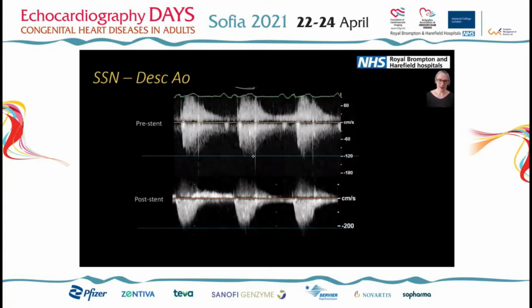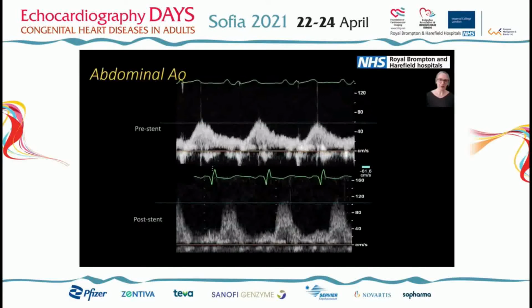Here are the velocities through that area. Preoperatively, the velocity was 1.2 meters per second, and post-op, it's around 2. So we're getting more flow through this area now, but the gradients have gone up. And here is the abdominal aorta, really diastolic continuation of flow with very low velocities in the pre-stent images, and in the post-stent images, we're seeing much higher flow in systole and significantly less flow in diastole.